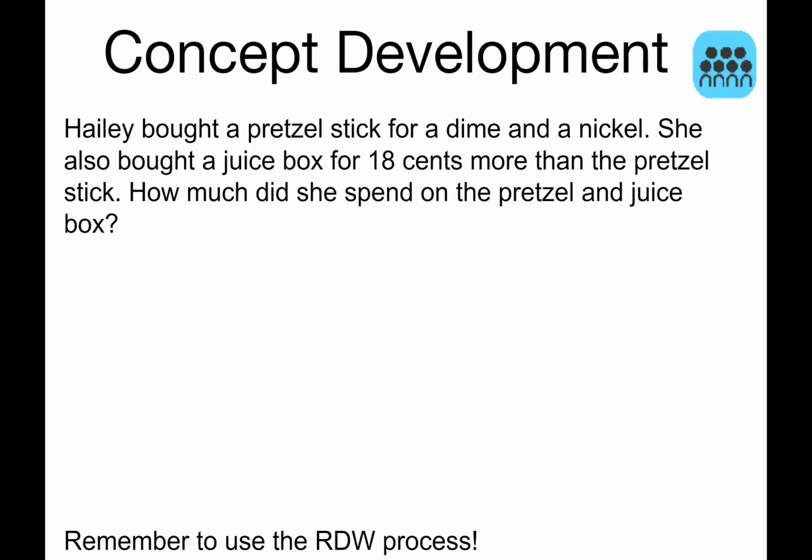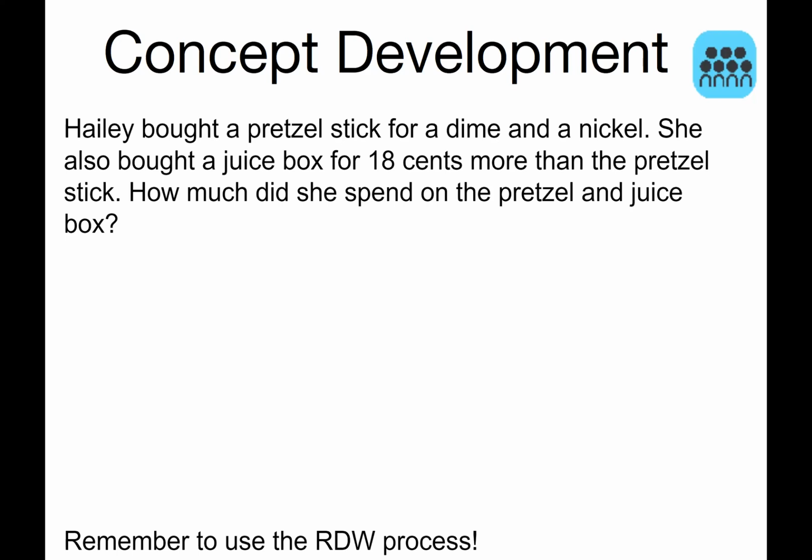Haley bought a pretzel stick for a dime and a nickel. She also bought a juice box for 18 cents more than the pretzel stick. How much did she spend on the pretzel and juice box? Let's try reading that one more time. There are a lot of details to catch there.